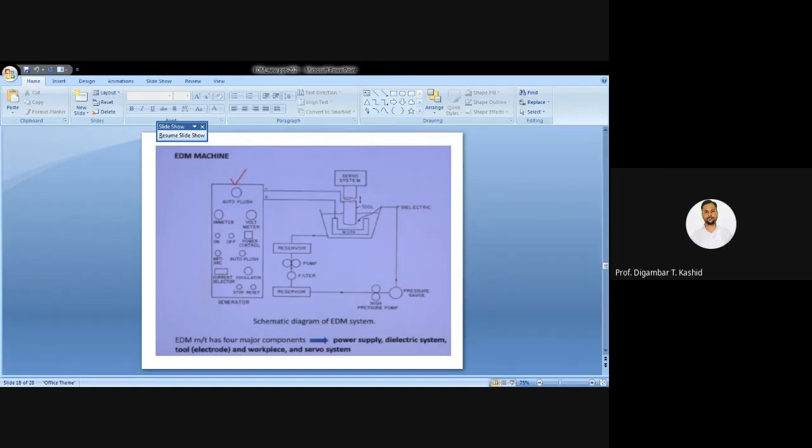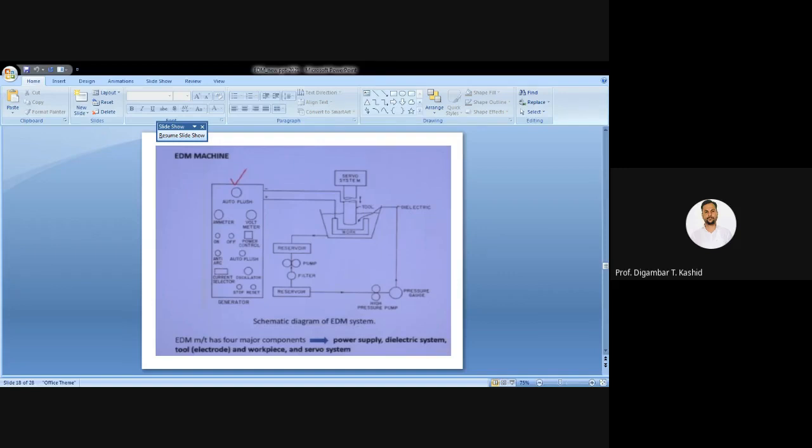Filtration is required. If the debris particles, which as we know are micron size, are mixed into the dielectric, it brings down its strength. Again, with a lower voltage it also breaks down. So to maintain the same dielectric constant, this dielectric has to be filtered and recirculated into the machining zone.